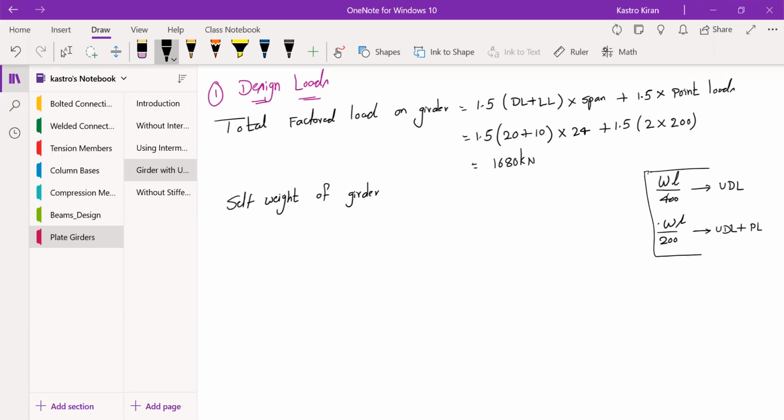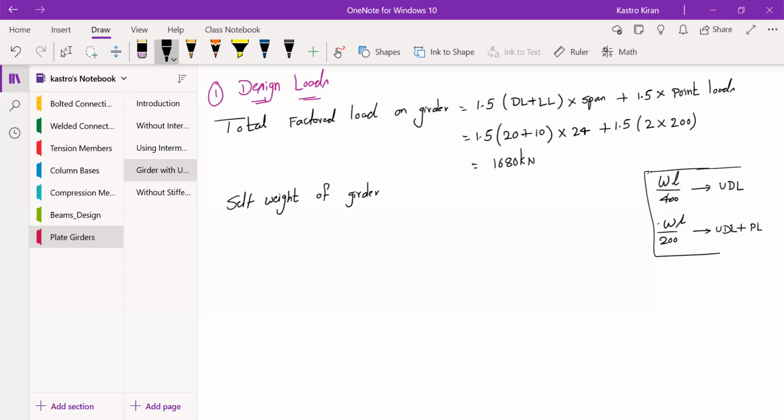Okay, remember these two formulas. When you have uniformly distributed load, you can calculate the self weight of girder as WL by 400. And when you have the combination of load, you can alter this formula to WL by 200. Okay, so this is how you can write down the values.